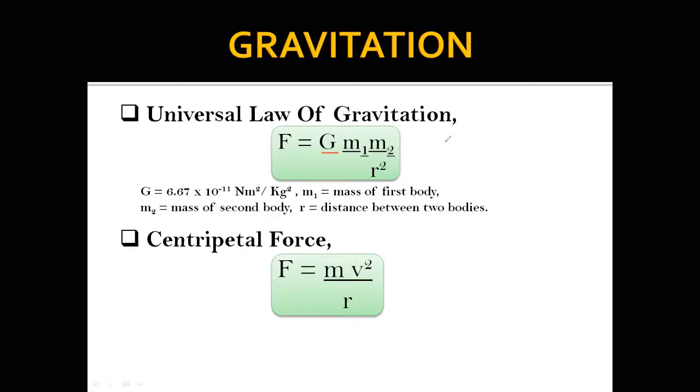Okay, here, if we are considering two objects of masses m1 and m2, the mass of the first is m1, the second is m2, and the distance between them is r. Then to find out the force exerted between them is G into m1, mass of the first body, m2 is the mass of the second body, divided by the square of the distance between them. Here we have the constant value of G, that is 6.67 into 10 to the power minus 11 Newton meter square per kg square. Here the value of G is given.